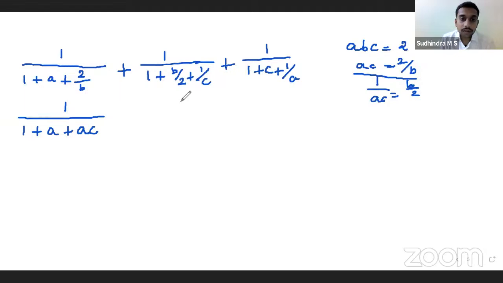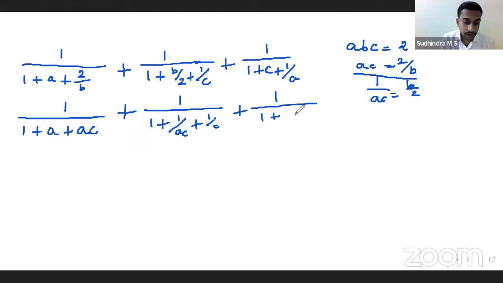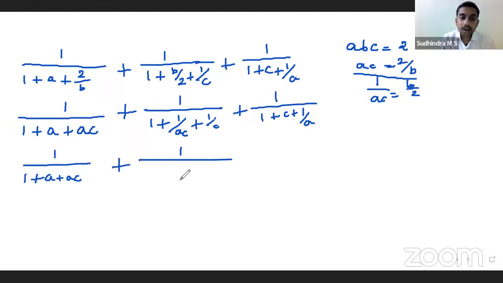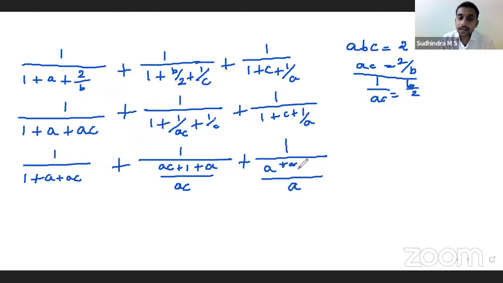Correct? Same way, plus 1 divided by 1 plus. Instead of B by 2, can I write 1 by AC? Plus 1 by C, plus 1 divided by 1 plus C plus 1 by A. So the first one will not change: 1 plus A plus AC. Second one, I'll take LCM. AC would be the LCM in the denominator: AC plus 1 plus A. Plus 1 divided by A would be the LCM: A plus AC plus 1.